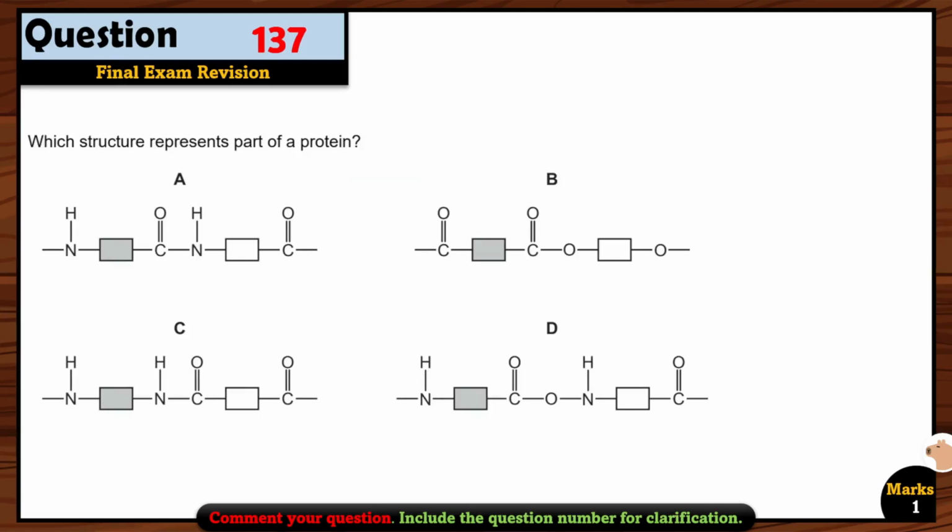Let's see another question. Which structure represents part of a protein? It's simple, so you can also check over here. And then which option is right? Of course, option A is right for the protein, because it has two different functional groups on its monomer, right? And also it has an amide linkage, that is NHCO. Okay, so option A is the right one, whereas option C is right for nylon. Okay, A is protein and C is actually nylon.